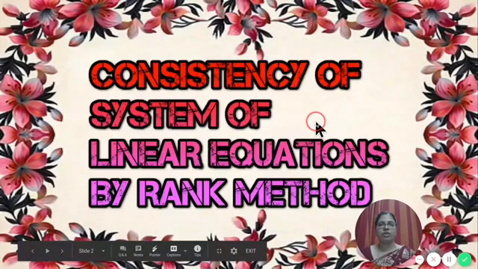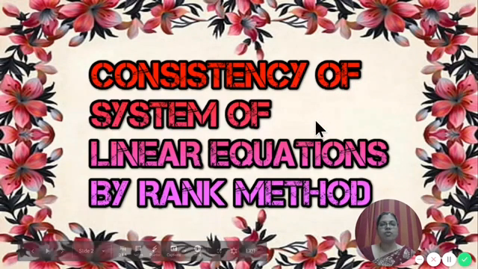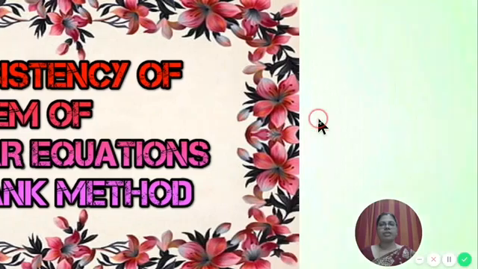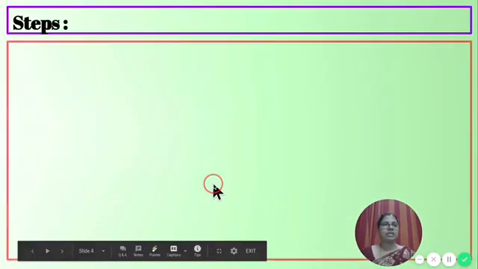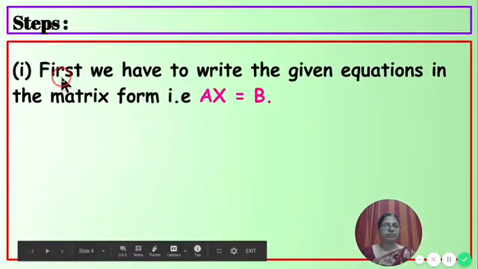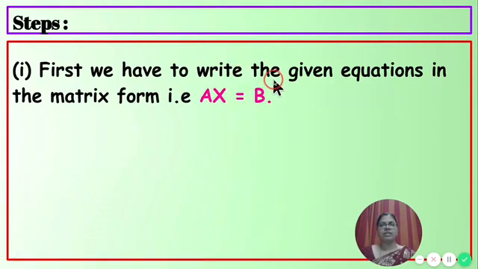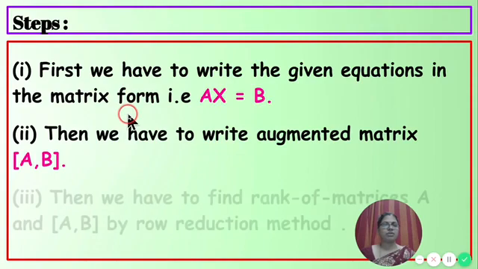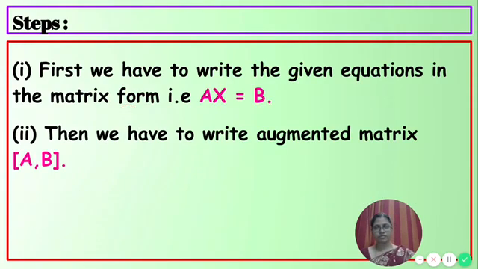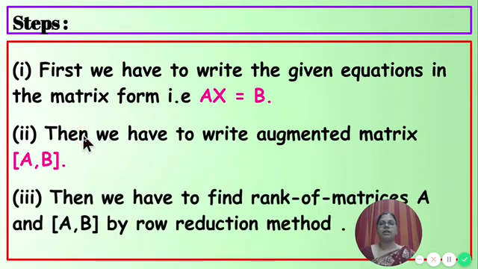Today we are going to see the topic consistency of system of linear equations by rank method. Let us see the steps. First we have to write the system of linear equations in a matrix form Ax equal to B. Then we have to write the augmented matrix A comma B. Then we have to find the rank of the matrices A and A comma B, that is the augmented matrix, by row reduction method.